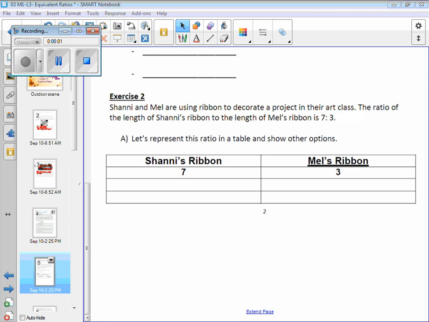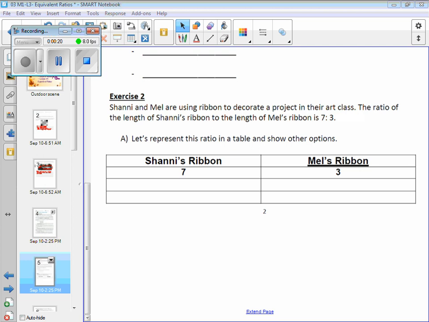So turn to page 2, go to the bottom. We're going to start with exercise 2. Do you remember about a week ago we did a ratio table? Oh, yeah. Something like this. So we're going to kind of pick up where we left off with that. We're going to be focusing on what's called equivalent ratios today and a couple of ways to show it.